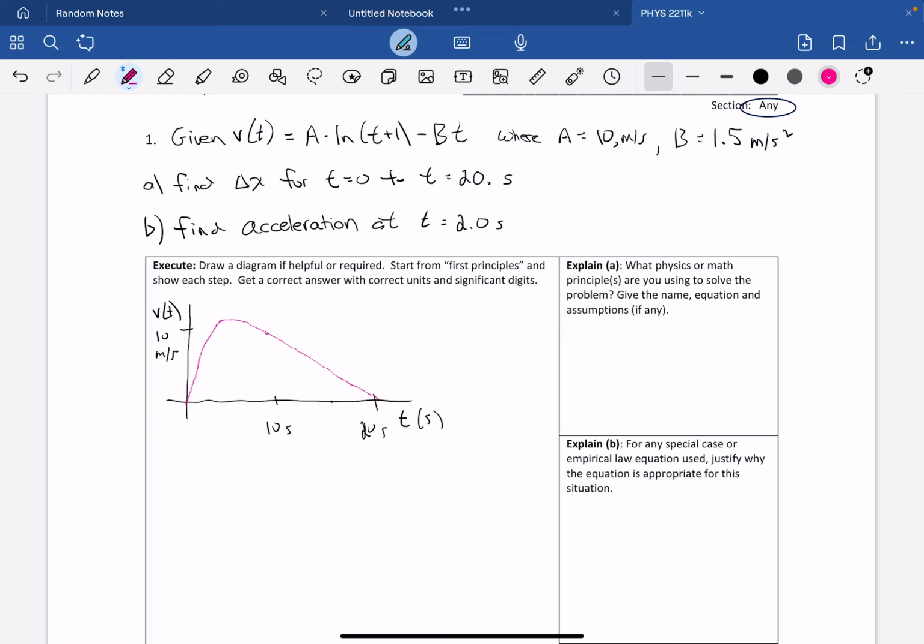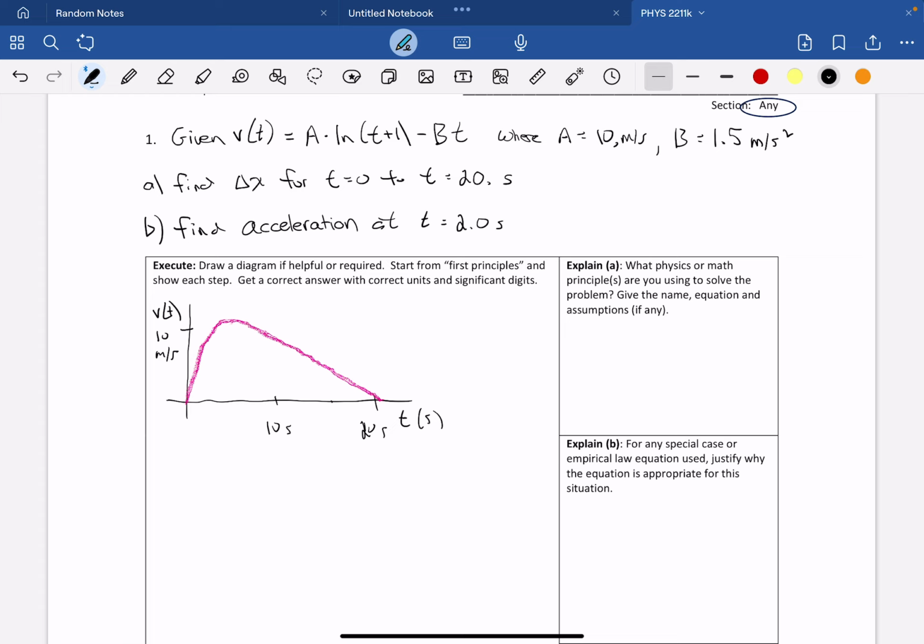So what this means is that the object starts at rest, it speeds up and continues to speed up until it reaches a maximum speed of just over 10 meters per second, and then it slows down and comes to rest just after the 20-second mark. We are asked to find the displacement of the object during that 20 seconds. Since it has a positive velocity the whole time, I'm expecting a positive displacement. It should be moving forward the whole time, so delta x should be a positive number.